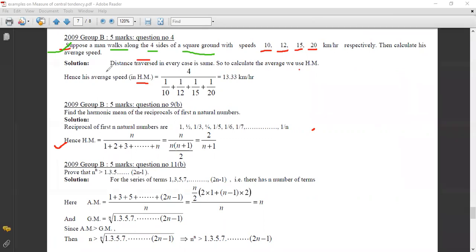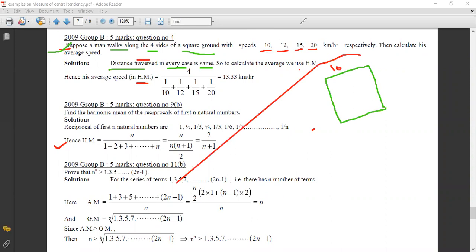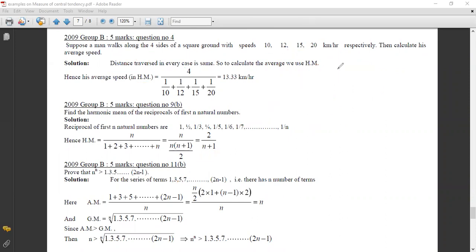In this type, the distance traversed in each case is same. কেন? মনে করো একটা স্কয়ার গ্রাউন্ড, তুমি এইদিকে হাঁটছো 10 km per hour। এইটা একটা স্কয়ার গ্রাউন্ড, এদিকে হাঁটছো 10 km per hour.